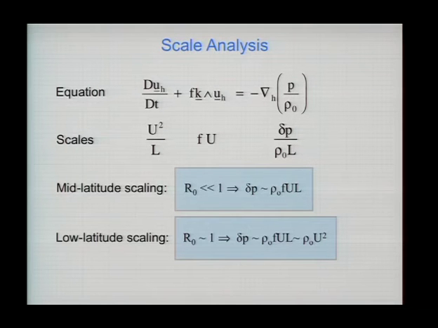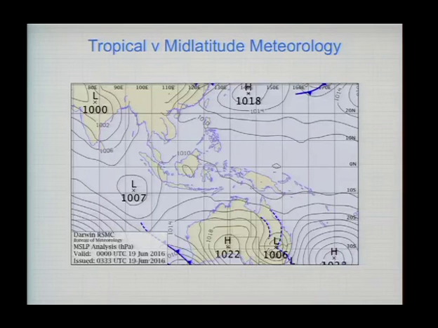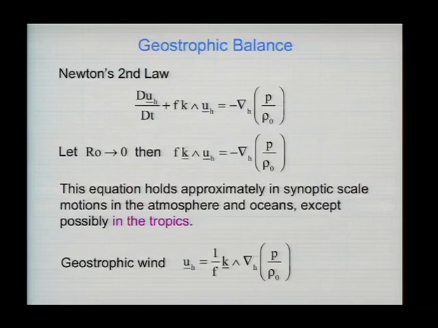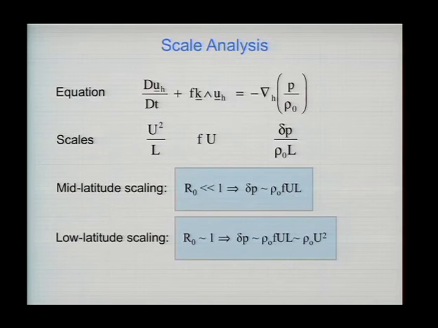If I go back to my weather chart and I look at this, well, the length scale here is about 2,000 kilometres, and U is about a metre per second, and rho is about 1 kilogram per metre cubed. That tells me how big delta P, the change in pressure, would have to be. And that's what we get for small Rossby numbers.